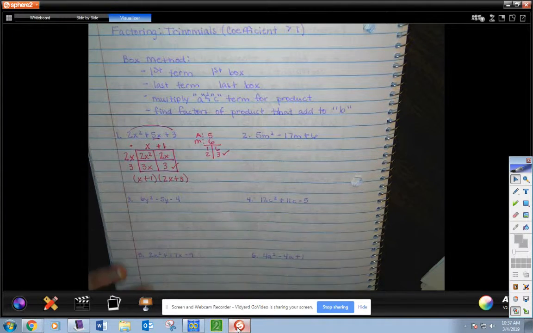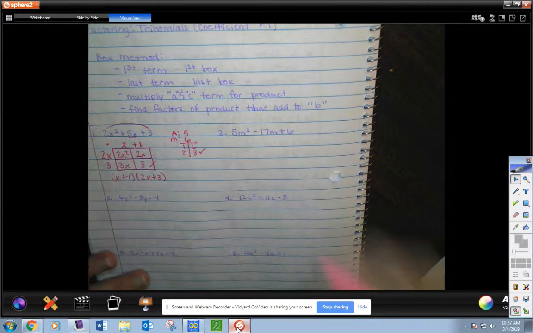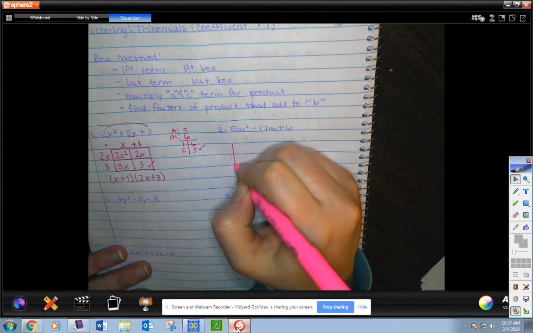And that's your answer. Okay, for the next one, I have 5m squared minus 17m plus 6. So I'm going to draw my 2 by 2 box.